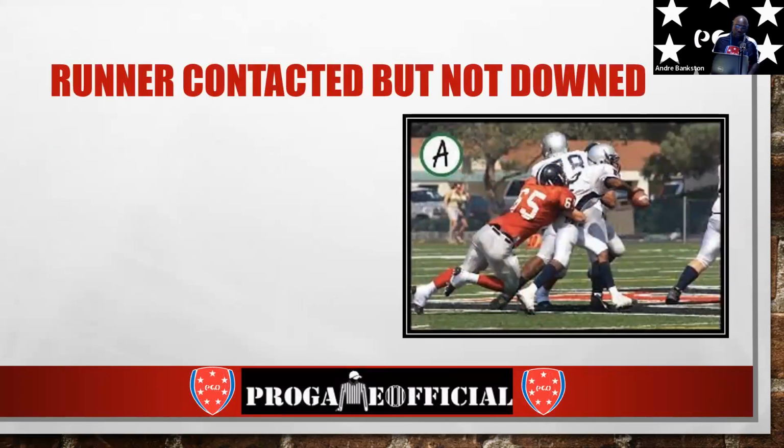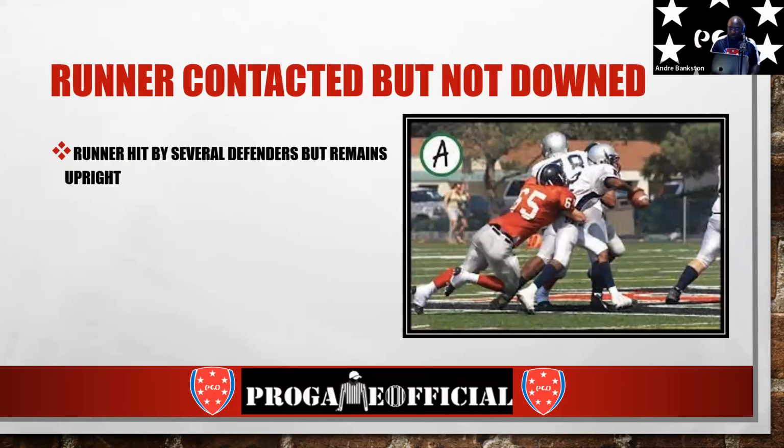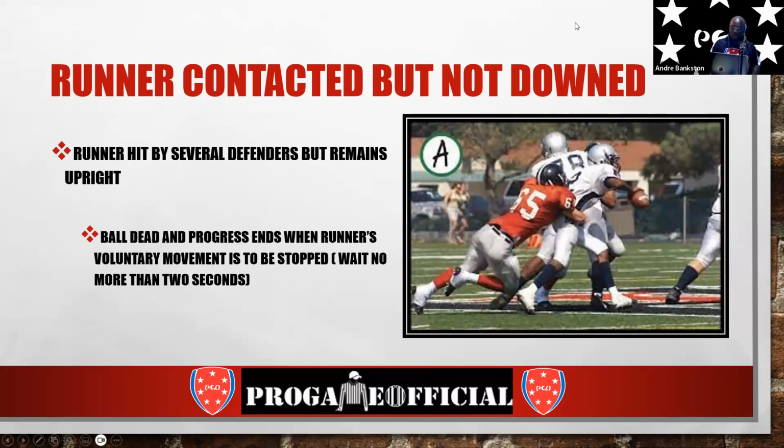So let's talk about the runner and contact and being down in forward progress. So let's say the runner gets hit by several defenders, but remains upright. The ball may be dead and progress may end if the runner's voluntary movement is stopped. But we need to wait a few seconds because if the runner breaks free, and we're going to watch some videos in a second, then now we may have a new forward progress based on the direction of the runner when he gets free.